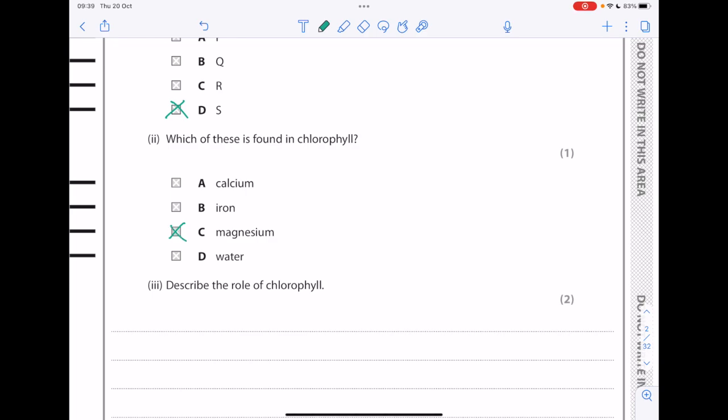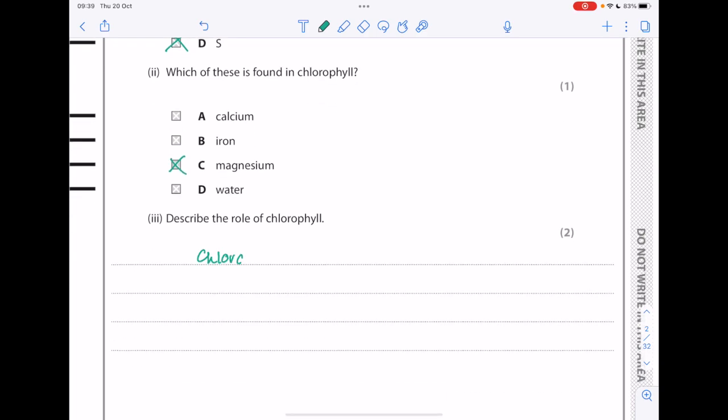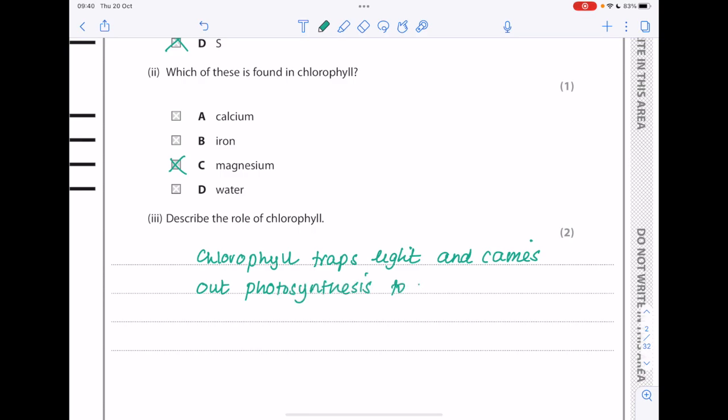Describe the role of chlorophyll. Chlorophyll traps light and carries out photosynthesis, that number one plant process. Because what's the whole purpose of that? To make glucose.